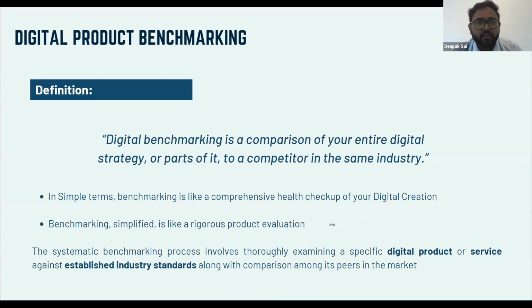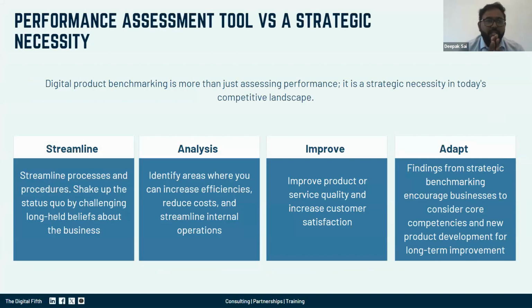And moving quickly to the next session, while we've been discussing digital product benchmarking, let us try and understand whether this is a performance assessment tool that we are undertaking, or a strategic necessity. So in terms of digital product benchmarking, while we would be able to assess the performance of our particular product, it also helps streamline our processes and services that we have built in the background.